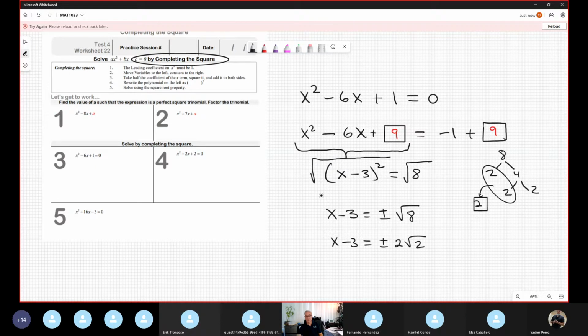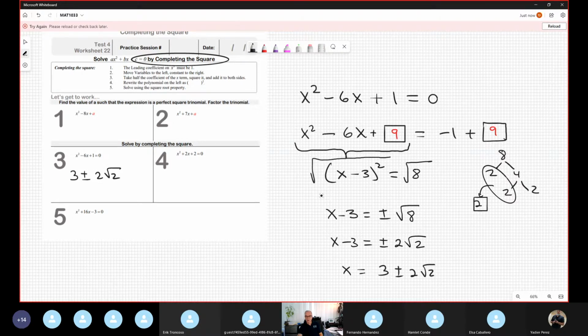That is the simplification of radical 8. Now, finally, x is equal to 3 plus or minus 2 radical 2. And this is the answer. 3 plus or minus 2 radical 2. In this case, I practice using plus and minus.